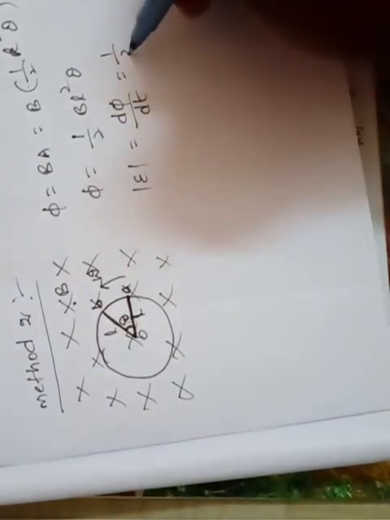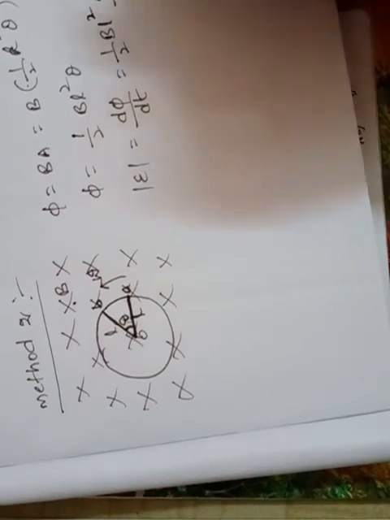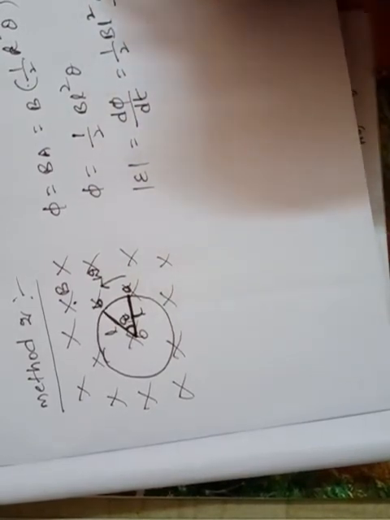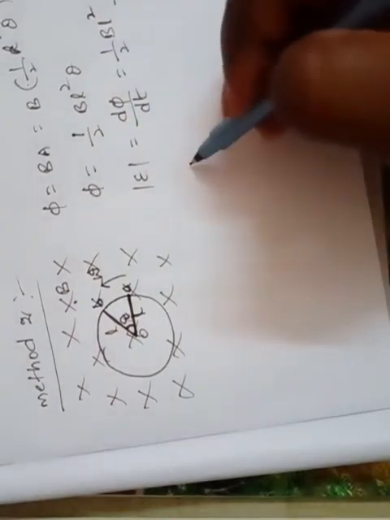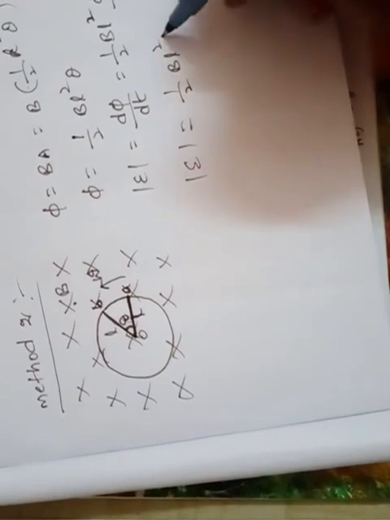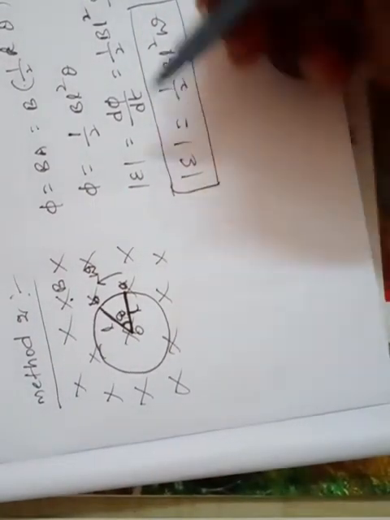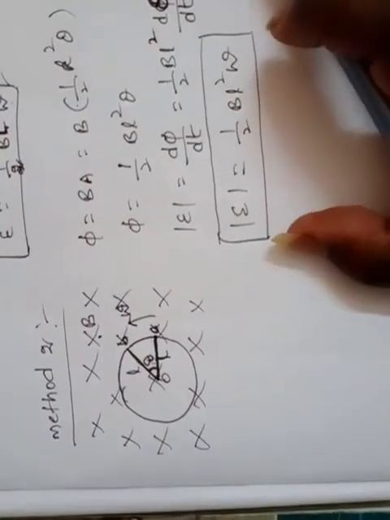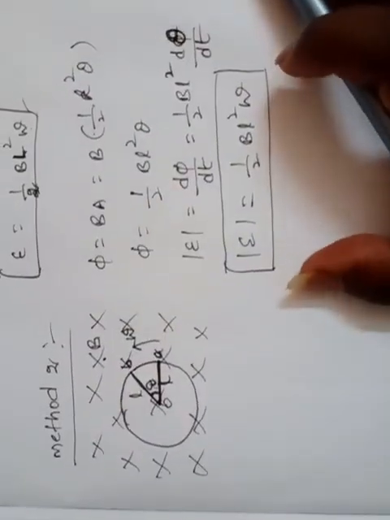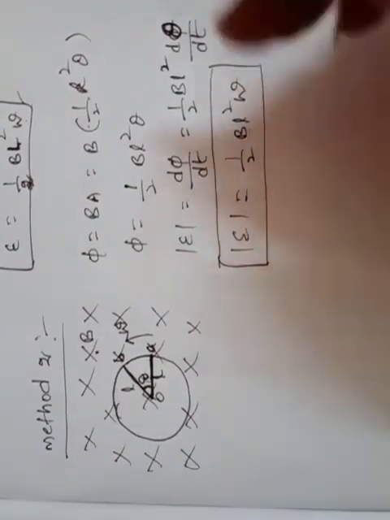So the constant B L square I will write as it is. Theta is going to vary, so we can write d phi by dt. So d theta by dt we can write as omega. So the magnitude of induced EMF we can write as half B L square omega. So this is one more way without using any integration concept. So in both cases we are getting the same expression.